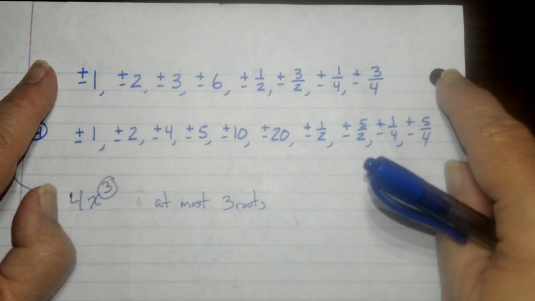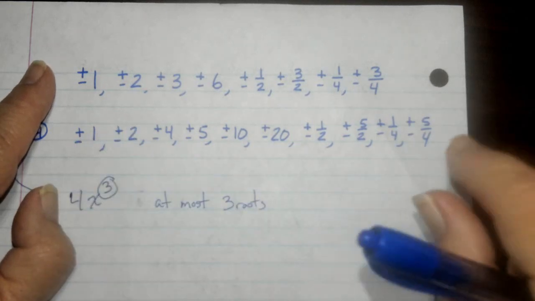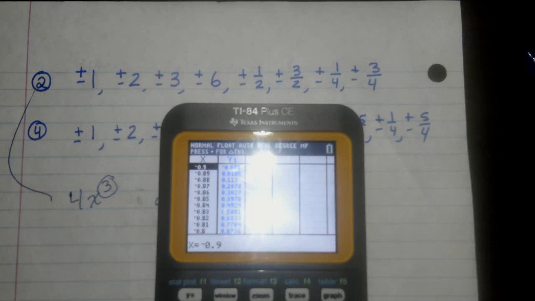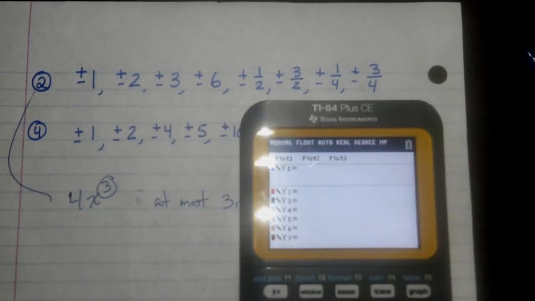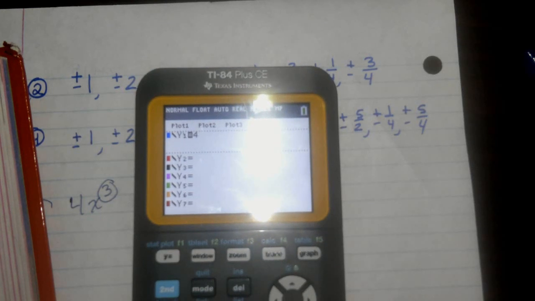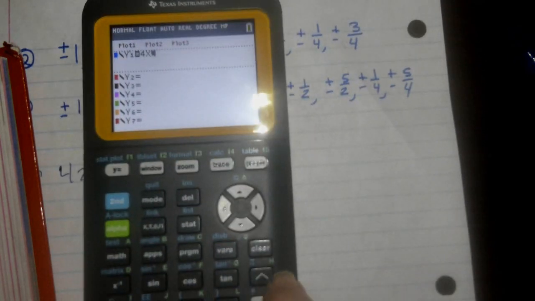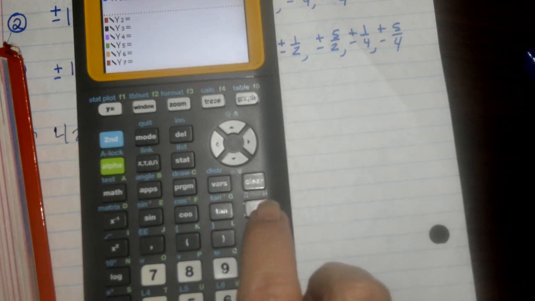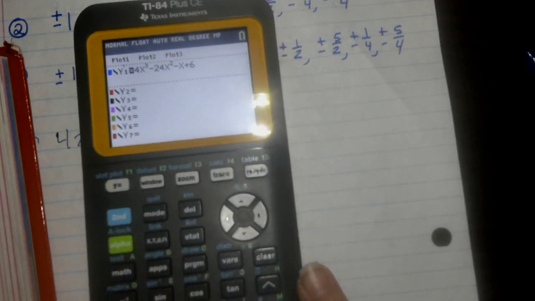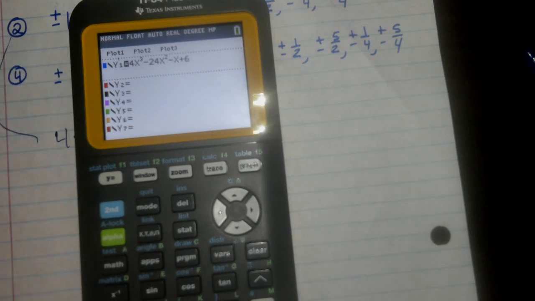Now, back in the day, we would do synthetic division, or we'd plug these in and we'd test every single one. We live in 2022, and you do have calculators. So grab a calculator if you don't have one, and go to y equals. And we want to type in problem 2. It says 4x to the third power. Does everybody know their little caret button on top of the division? Then arrow over, and then minus 24x squared, and then minus x, and then plus 6. Alright, guys, double check me. Did I type that in correctly? Got my correct signs and everything?